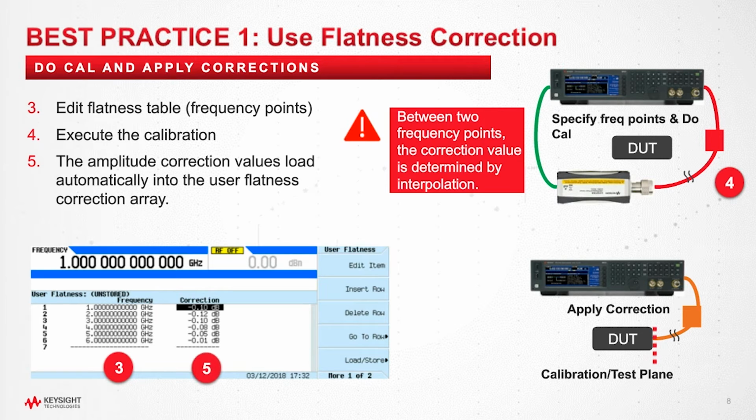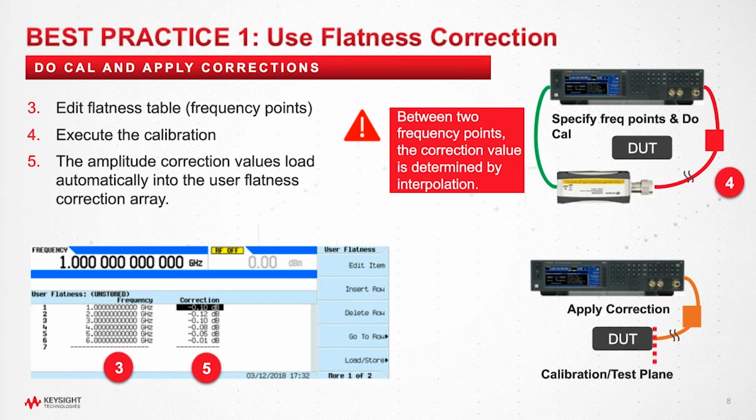The fifth step, the amplitude correction values will load automatically into the user flatness correction array. Now the calibrated and test planes are at the same point. The correction values can be saved in the signal generator memory. You can recall and apply the correction values the next time you use the same test configuration.